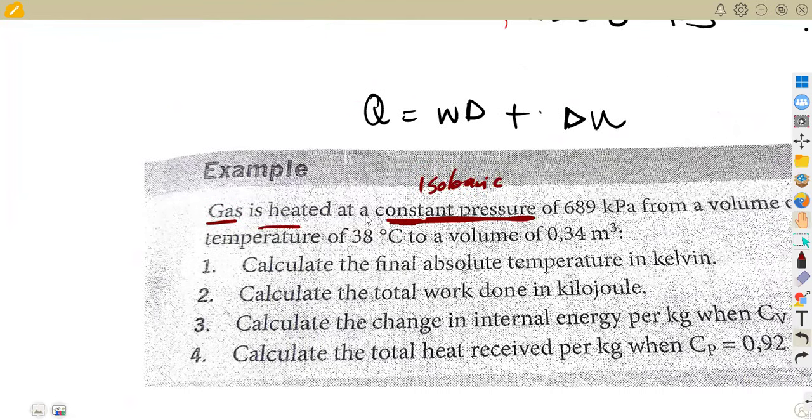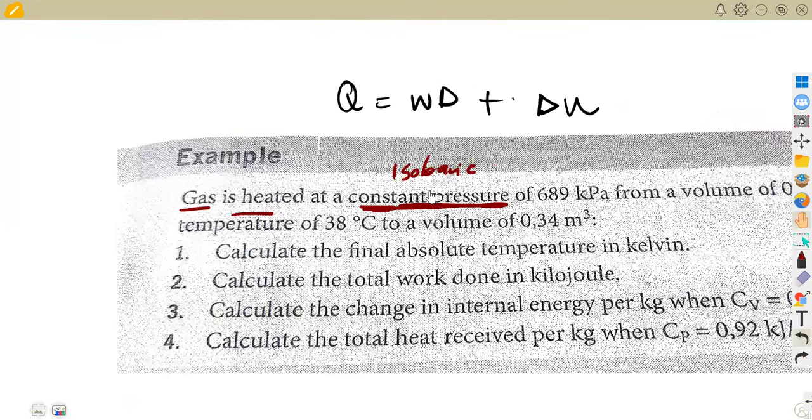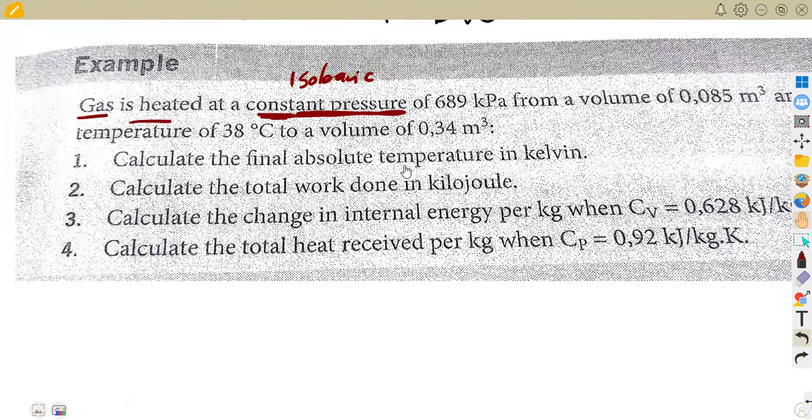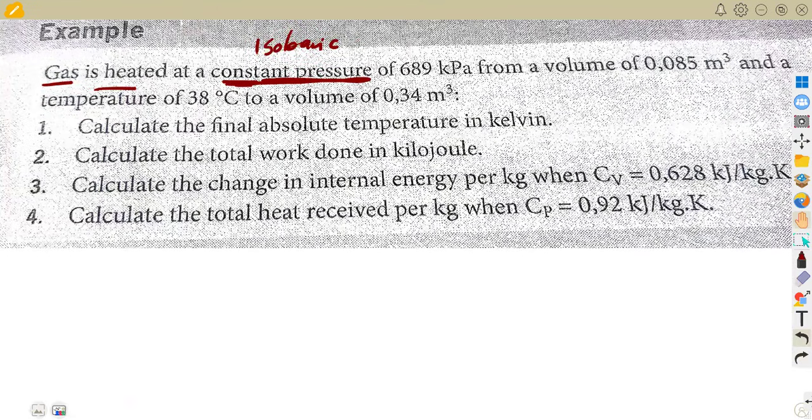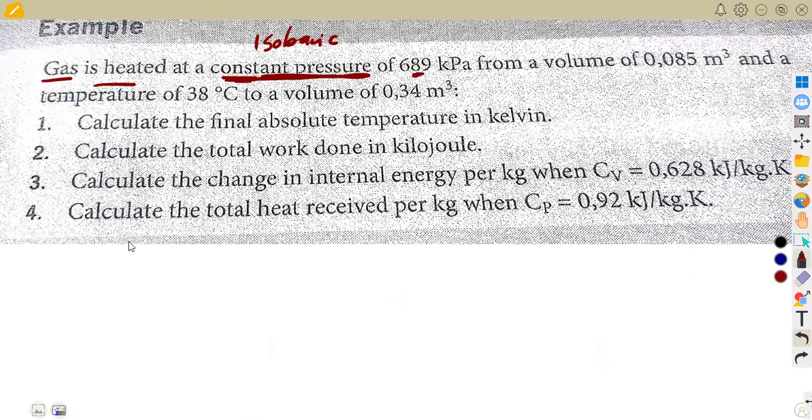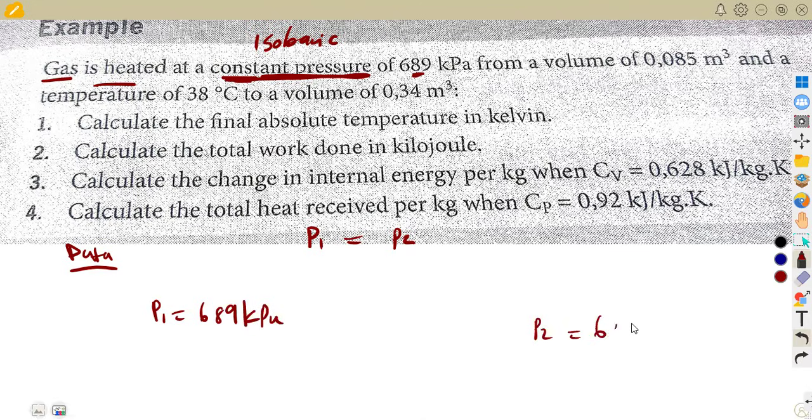Okay, so let us see what we have. The gas is heated, all right? So what else are we given? At constant pressure, and that pressure is this. At constant pressure, it means P1 and P2 are the same. So P1 being 689 kilopascal is the same as P2, 689 kilopascal.